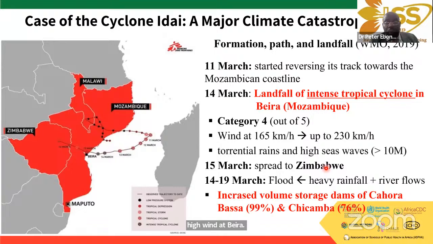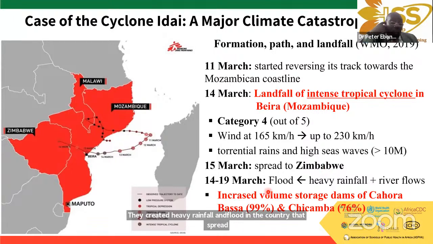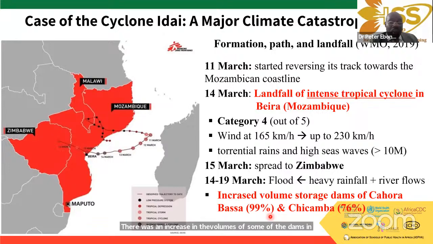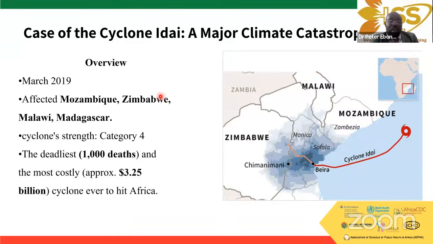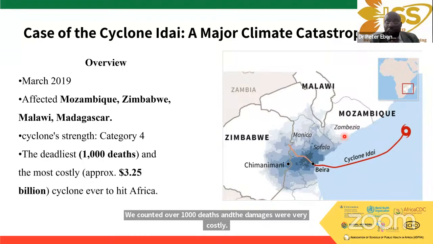So there was an increase of the volume storage in some of the dams in Mozambique that came up to 90%, 99% of the normal volume. Some figures show that the Idai cyclone actually affected 4 countries: Mozambique, Zimbabwe, Malawi, and Madagascar, though Mozambique was the most affected. We counted over 1,000 deaths, and the damages were really very costly. So we can see here how it spread around all this area of East Africa, covering Mozambique, Malawi, and Zimbabwe.